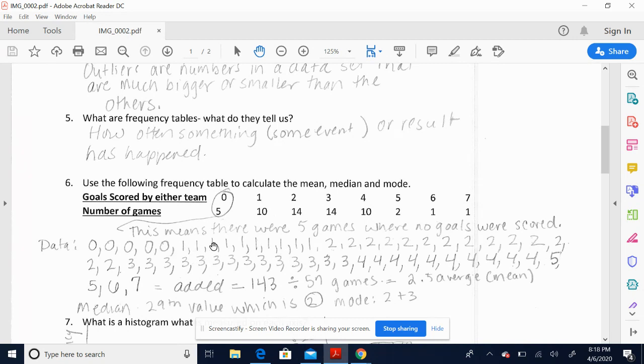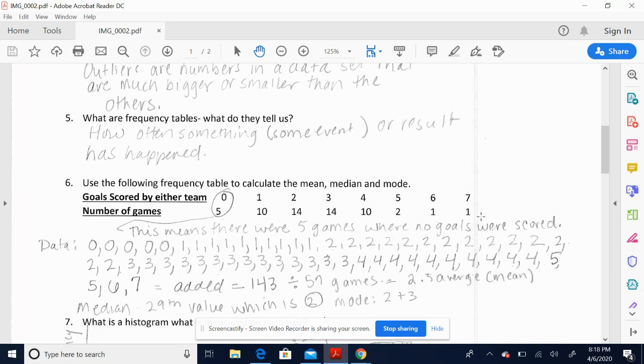Okay, that means there were 10 games where 1 goal was scored, 14 where 2 total goals were scored, 14 threes, 10 fours, 2 fives, 1 six, and 1 seven. Okay, so a frequency table is just a little bit more organized way to represent data that is sometimes repetitive.